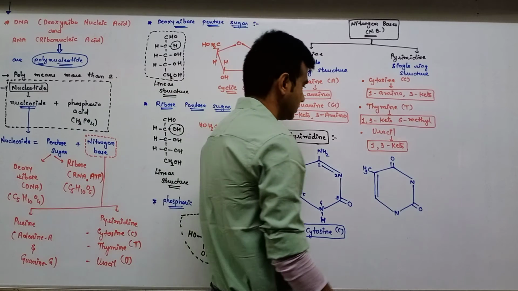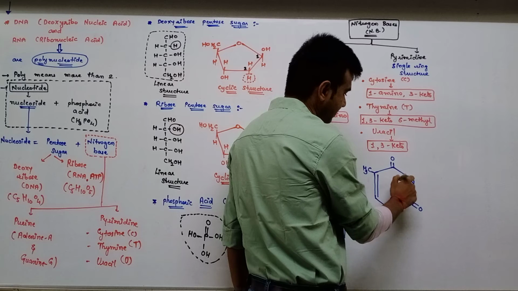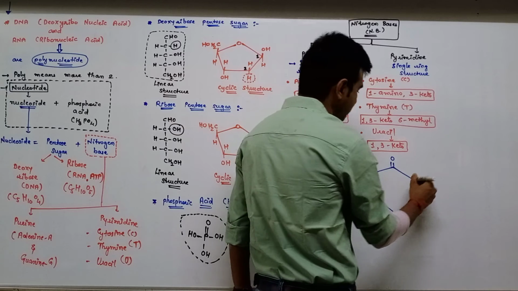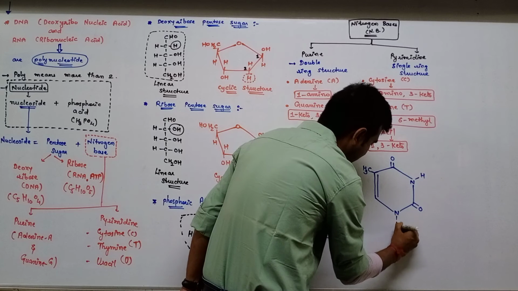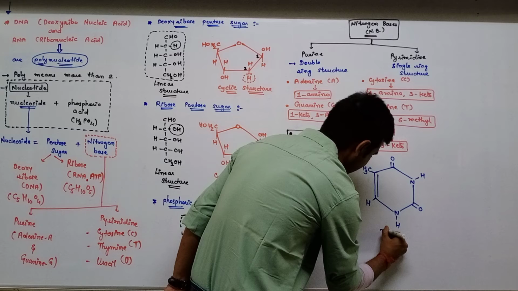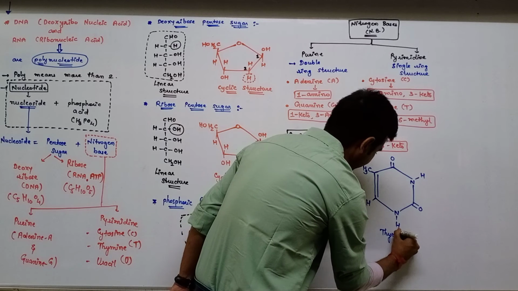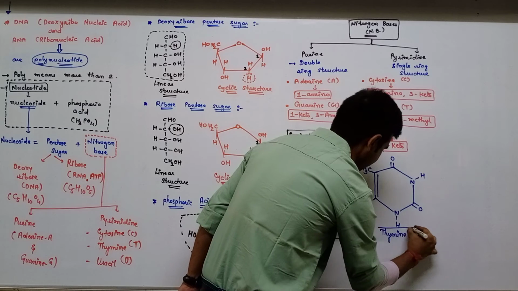Okay. Now check out the valency. Alternate bond here not possible. So remaining valency I have to fill with hydrogen. So this is the chemical structure of the thymine, capital T.